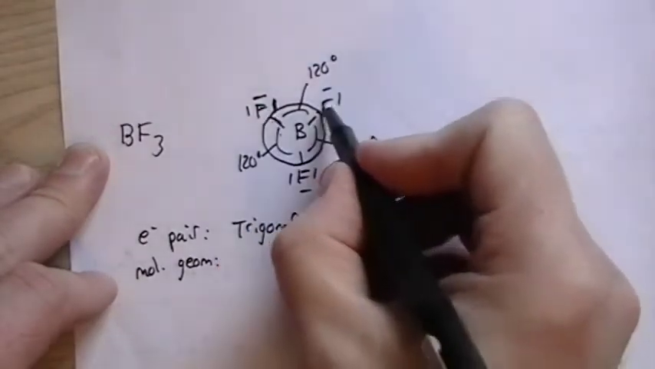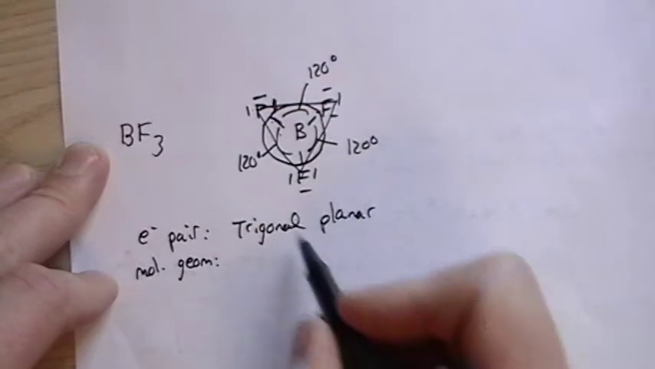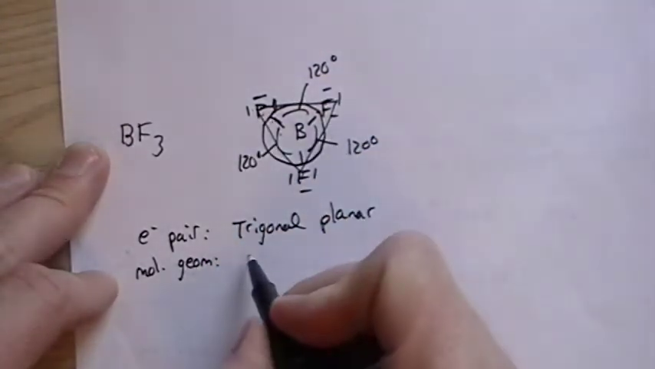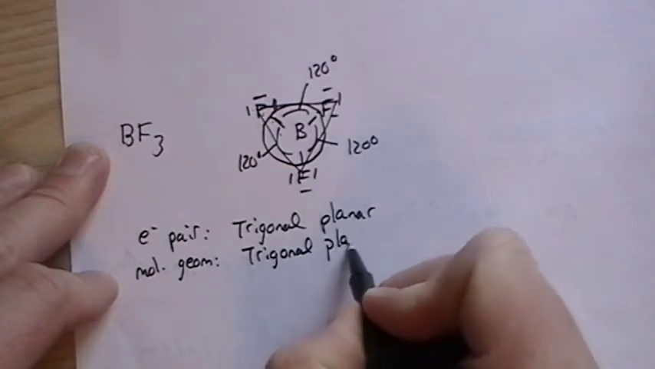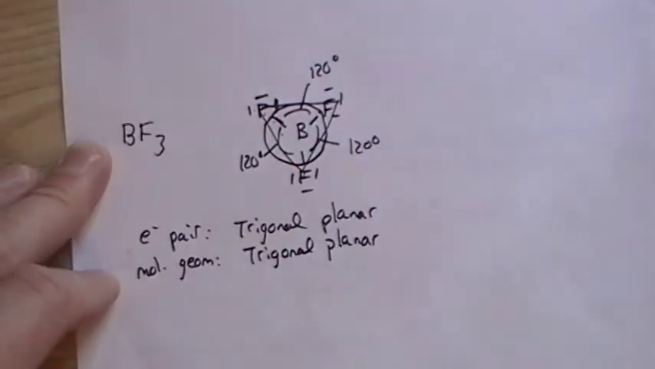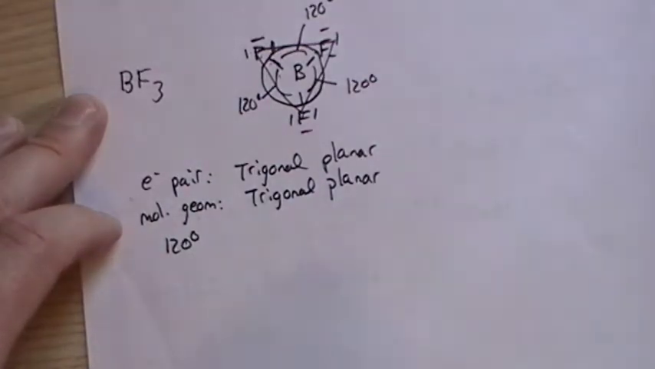Now we look at the nuclei. All four nuclei are in the plane. The outer nuclei are 120 degrees from each other, so this is also trigonal planar. And that's because we have no lone pairs on the central atom. The bond angles, they're all 120 degrees.